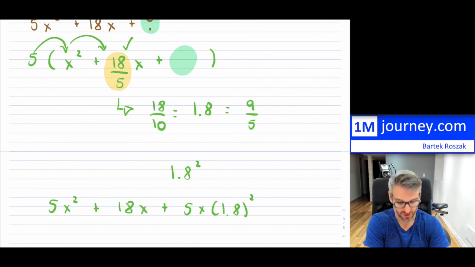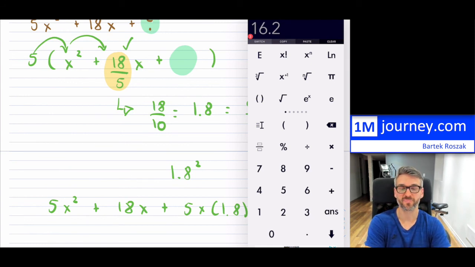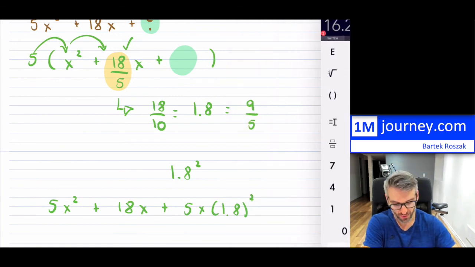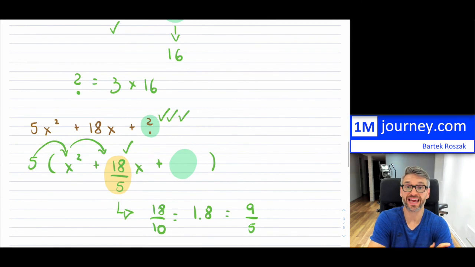All right, and then so whatever this might be, I mean, you can take out your calculator if you like. 1.8 squared equals 16.2, or you can keep it as a fraction. That's how you actually approach these types of questions, whenever the a is not equal to 1. All right, so you're going to be needing these as you're kind of completing your perfect squares.